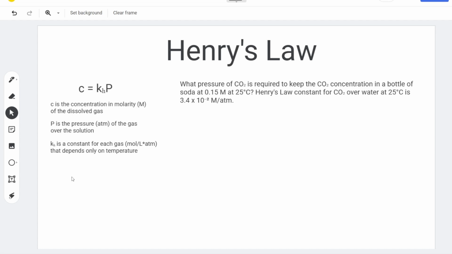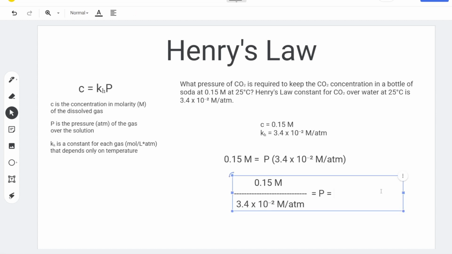So first, what do we know? So we're provided with the concentration C to be 0.15 molar. And we're provided with the Henry's law constant for carbon dioxide over water at 25 degrees Celsius, being 3.4 times 10 to the negative 2 molar per atm. We can now plug these two values into Henry's law and solve for pressure. Now we can simply divide both sides by the Henry's law constant to solve for pressure. And we get about 4.41 atm.